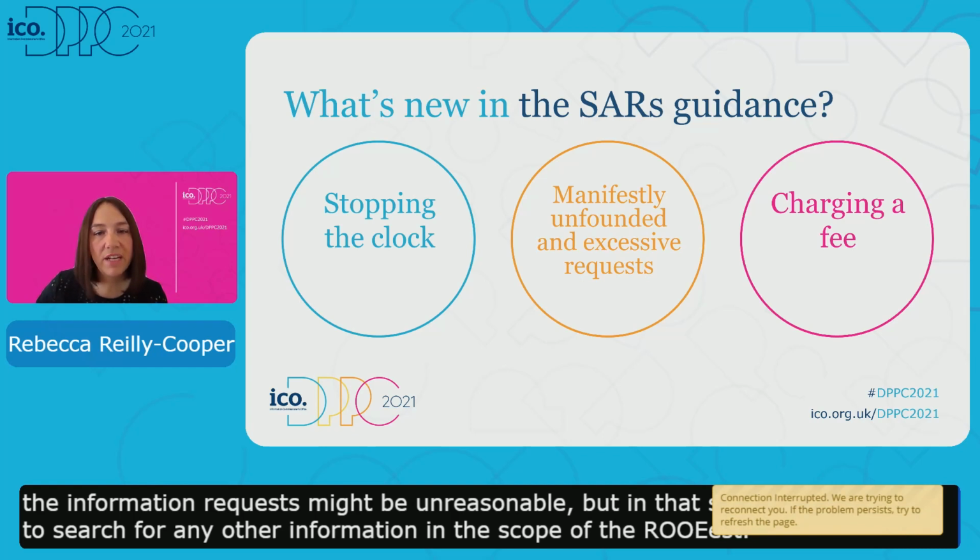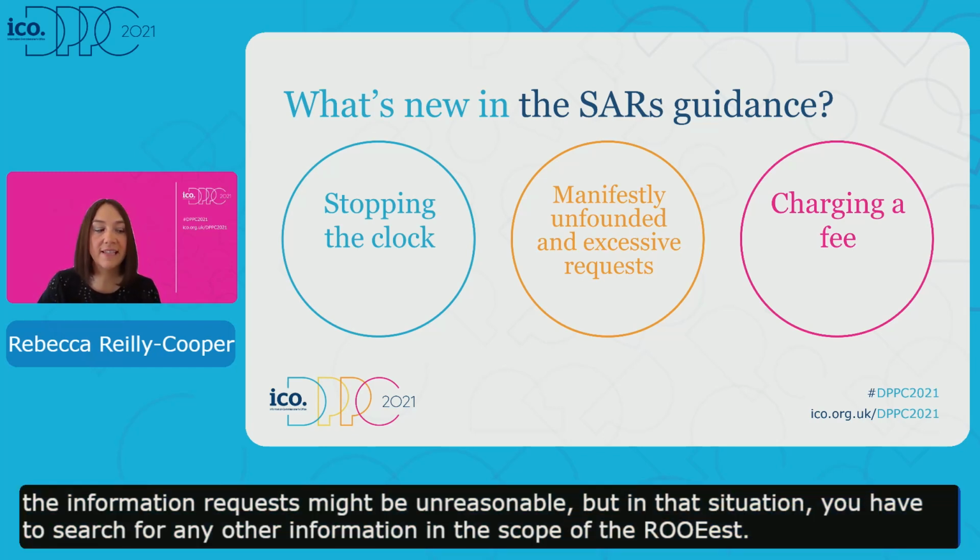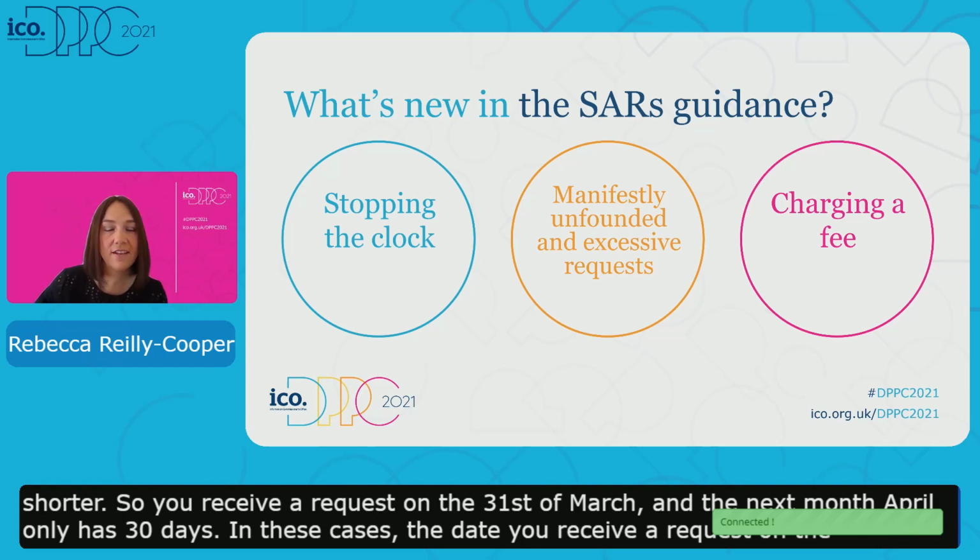You calculate the time limit from the day you receive the request until the corresponding calendar date in the next month. Occasionally that might not be possible, because the following month is shorter. Say you receive a request on the 31st of March and the next month, April, only has 30 days. In these cases, the date for response is the last day of the following month.